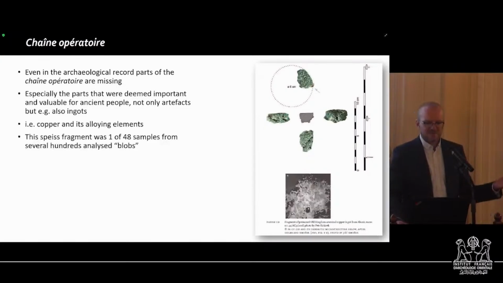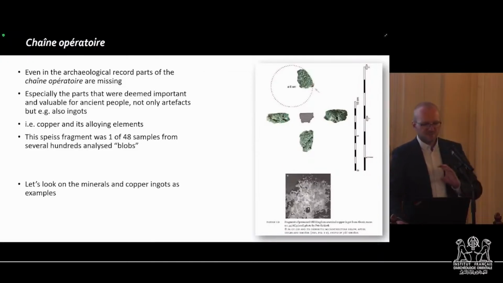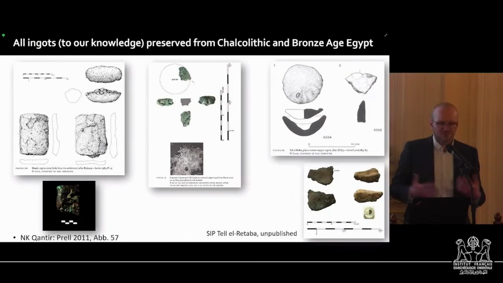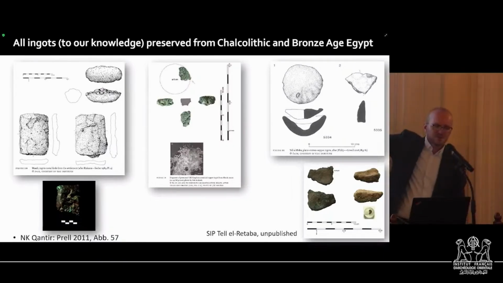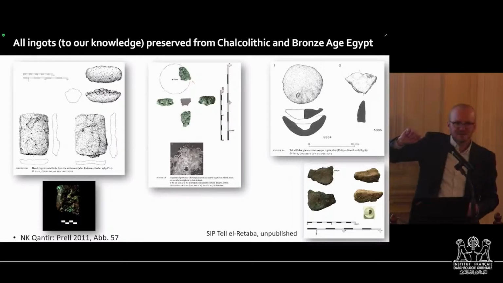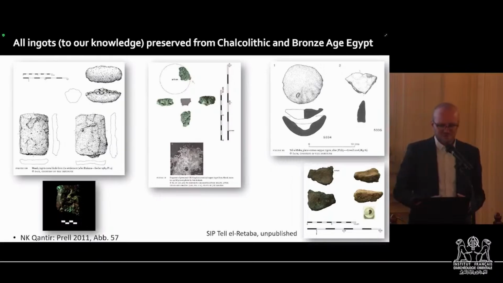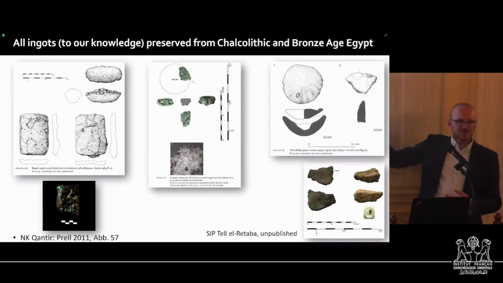And so this speiss fragment was only one of 48 samples that we transported from Elephantine here to Cairo. And we will only briefly look at two examples, minerals and copper ingots. These are all the ingots and ingot fragments which are known to me, or to us, from the whole Chalcolithic and Bronze Age of Egypt. In the lower left corner, you can notice the only fragment of an oxhide ingot that was ever found, and it's coming from Qantir, from the excavations. We have a number of them, of course, in New Kingdom iconographic sources, but this is the only fragment that was found. And two of these ingots we published, one from Abusir, and one will be included in the report on el-Retaba, and it's coming from the Second Intermediate Period.